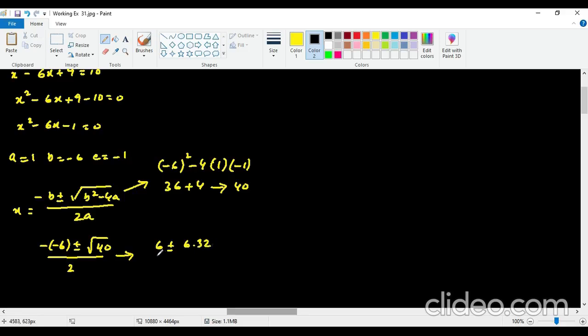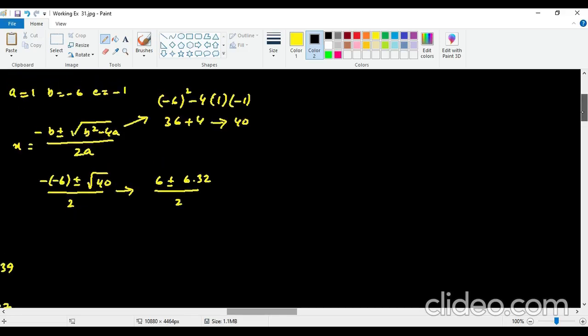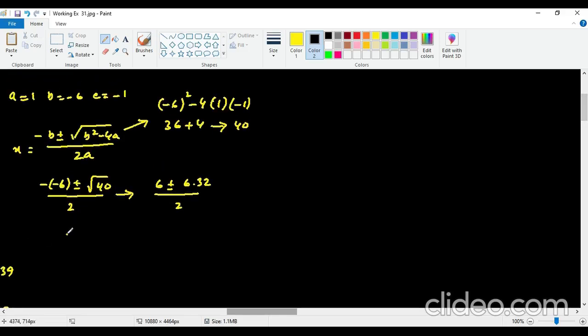6.32 over 2. Now in here we have two different values. First, we are going to solve 6 plus 6.32 over 2, and the second value is going to be 6 minus 6.32.